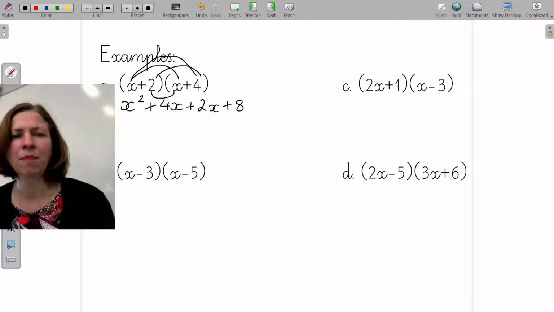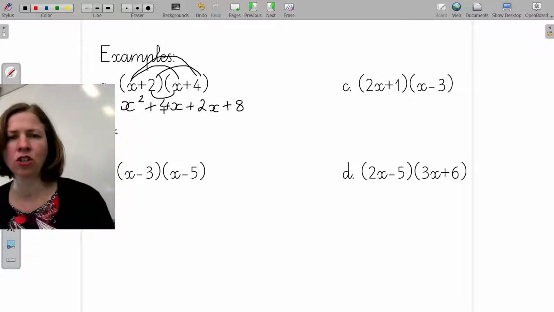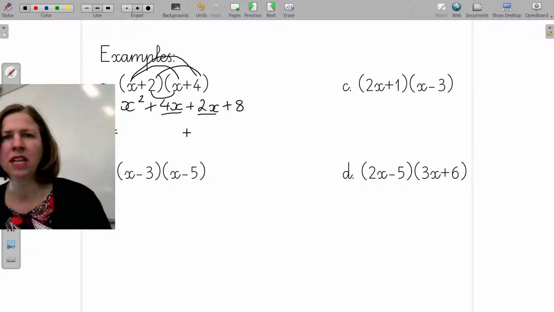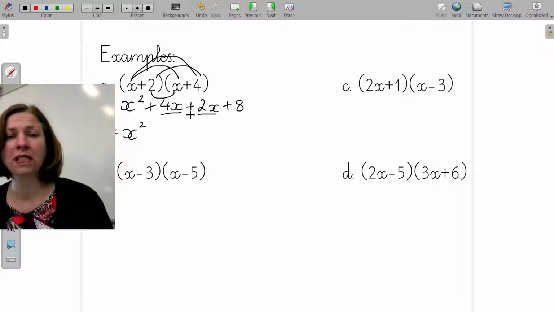And as a last step, I do need to simplify any like terms. Here I've got 4x and 2x are like terms, so I'm going to simplify those. So x squared will stay as it is. There's nothing else I can do to that one. The 4x plus the 2x gives me 6x. And then I finish with plus 8. So I'm going to do example B now.